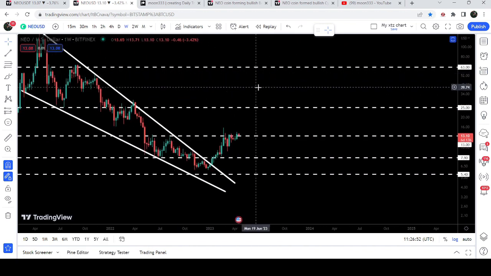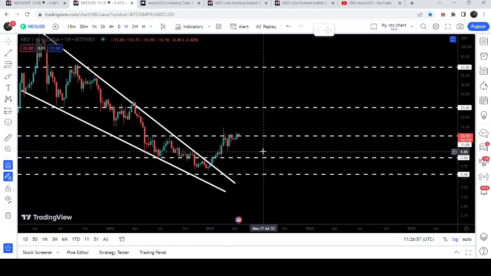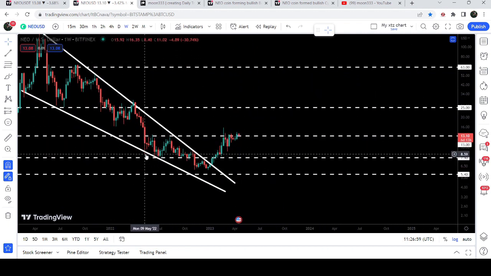And the next key support, in case of rejection by this resistance, the long-term key support will be here at $7.90. And you can see for the past several weeks or months, it has been working as a very strong support here and resistance here as well.